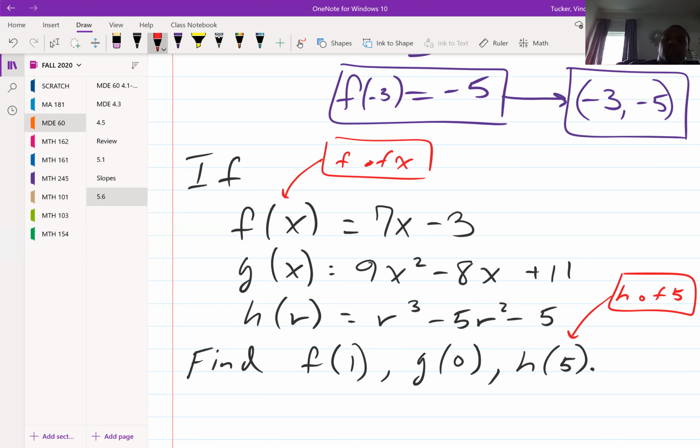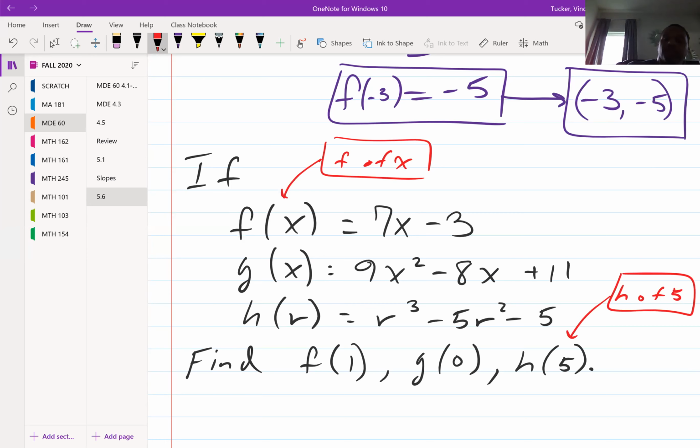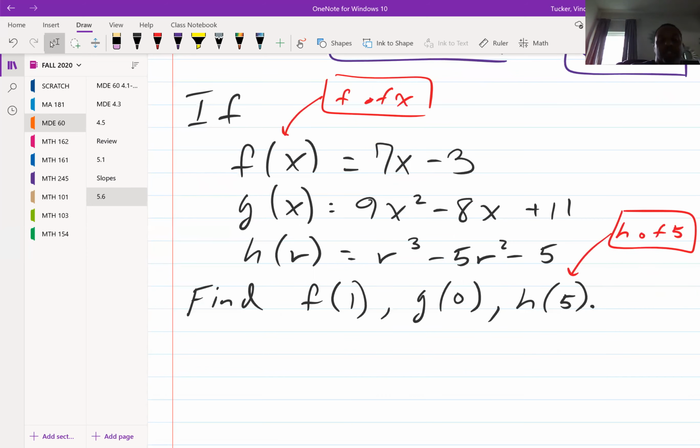All right. What we do not do, and I'm just mentioning this because I've seen it in the past, but once I began to put out the warning, people stopped doing it: you don't take 1, 0, and 5 and plug them into all the equations and give me 9 answers. So f of 1 goes to the f of x function, g of 0 goes to the g of x, h of 5 goes to h of r. It's one value that you plug into the corresponding function. Just making sure we're clear on that.